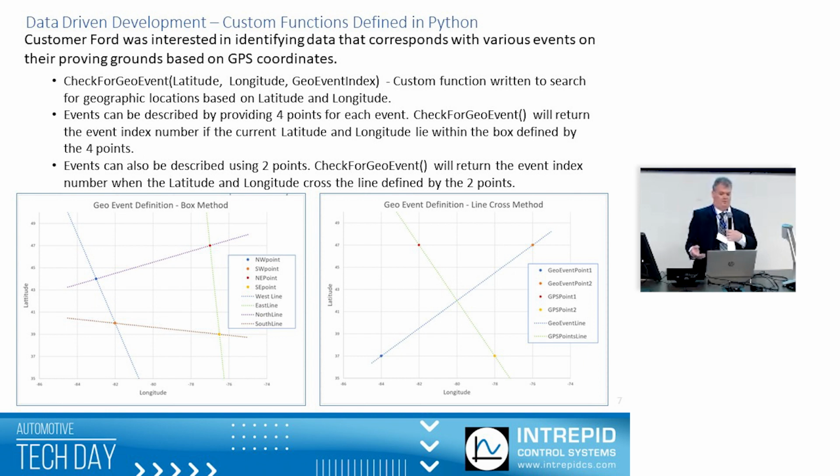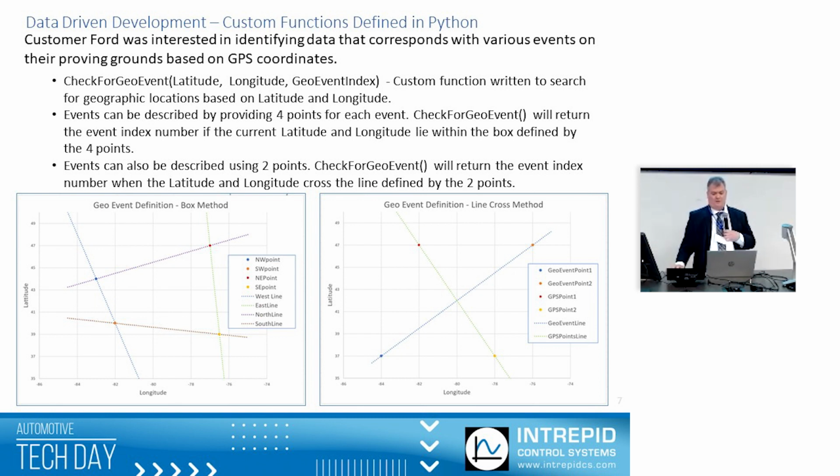There are two methods that this function supports for describing your events. One of them I call the box method, where you define 4 GPS coordinate points, and if your current latitude and longitude are inside the box made by those points, then it'll register, hey, I hit on this particular geographic event. So you could draw a big box around the garage or something, and then say, okay, the vehicle's in the garage now because it entered this big box.